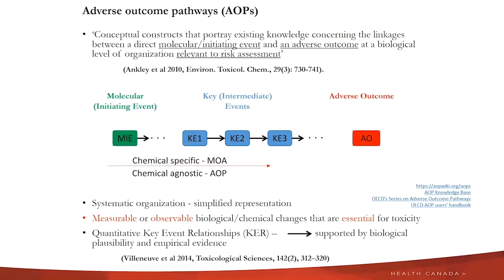So KEs are defined as measurable or observable biological or chemical changes that are essential for toxicity. We know that there are lots of things happening after exposure to substances, but those that are essential for inducing toxicity are considered KEs. And then you have these arrows in between the two KEs. These arrows represent the relationship between the two KEs, which describes the quantitativeness of the response. So how much of KE1 is required to induce KE2 is represented by this particular arrow, or what we call a key event relationship. So basically, AOPs enable systematic and simplified representation and organization of complex disease processes.